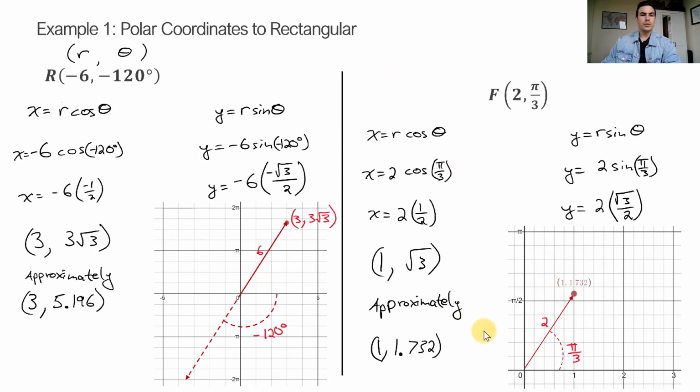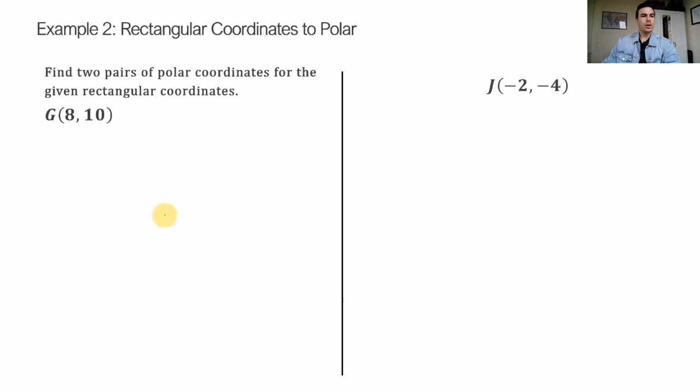Alrighty, hopefully you got 1√3, or in decimal form 1.732. Okay, and this would be our reference graph to help us verify that. Now let's take a look at going from rectangular to polar, and we can find multiple pairs of polar coordinates, guys. Remember, because we have multiple representations of the same point.